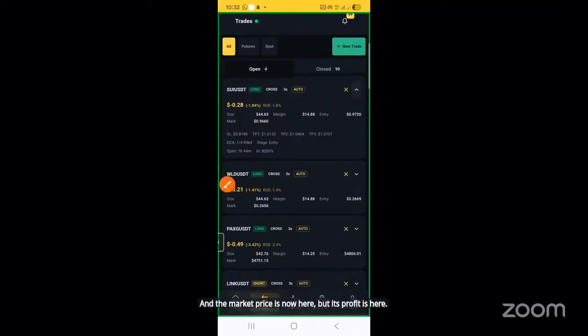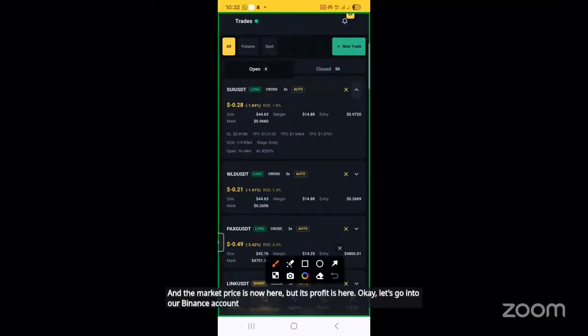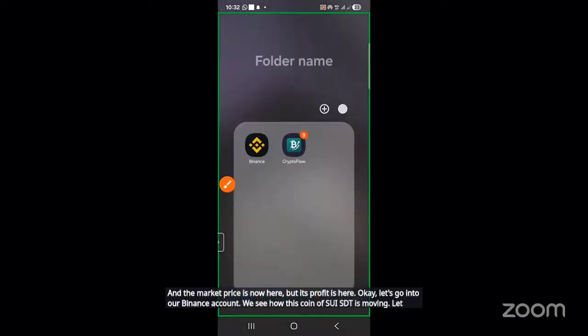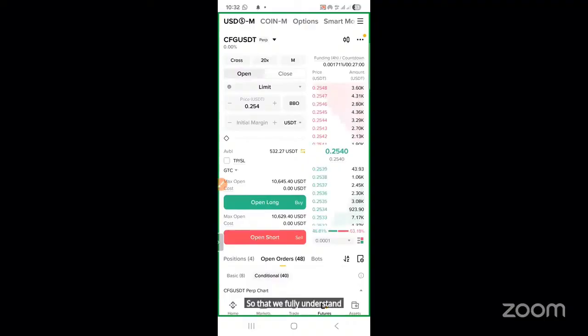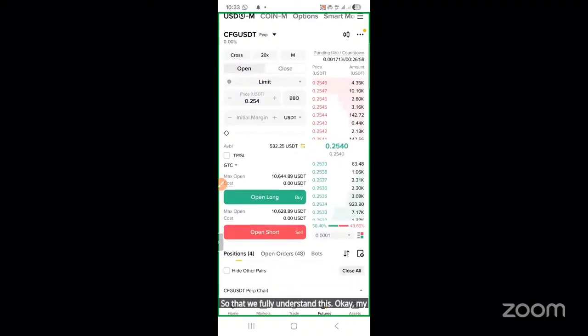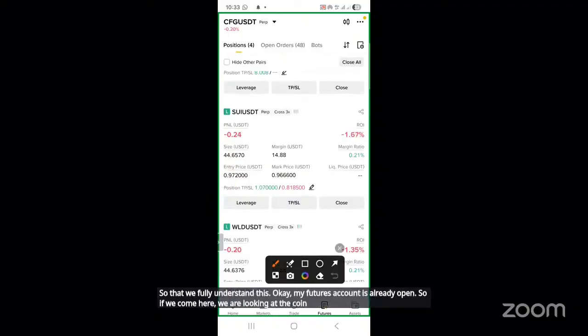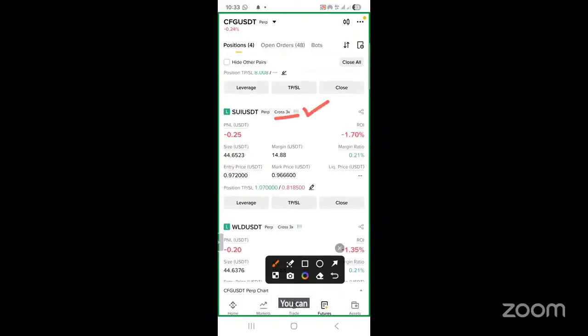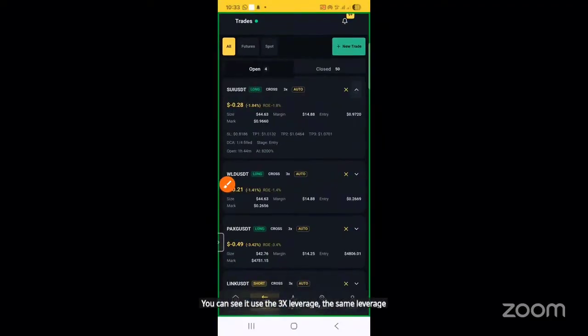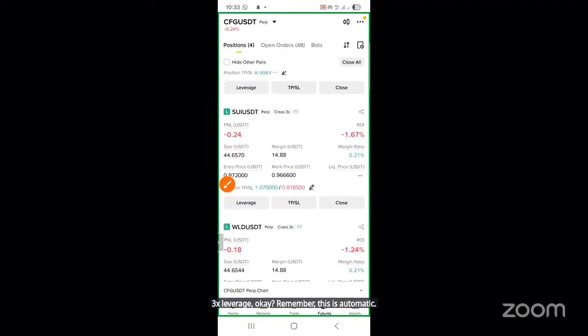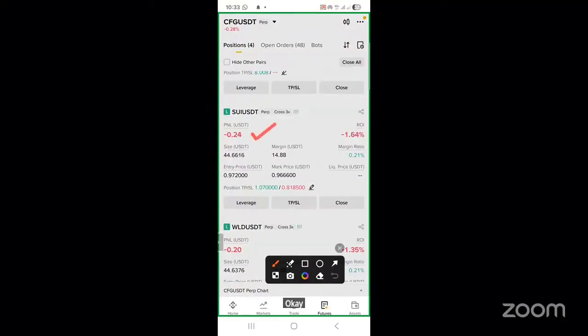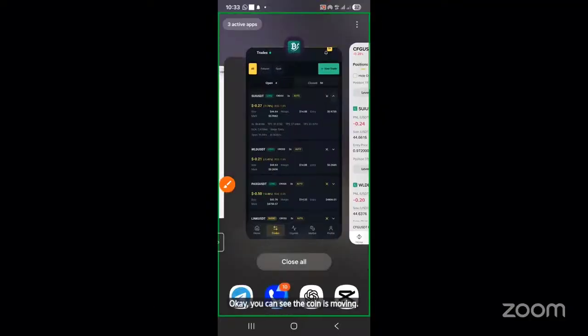Okay, let's go into our Binance account. We see how this coin of SUI USDT is moving. Let me open up my Binance so that we fully understand this. Okay, my futures account is already open. So if we come here, we are looking at the coin called SUI. You can see it uses the 3x leverage, the same leverage here, 3x leverage. Remember, this is automatic. You don't have to do anything. You can see the coin is moving.